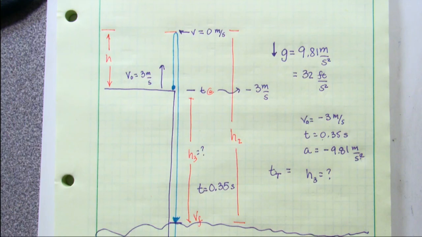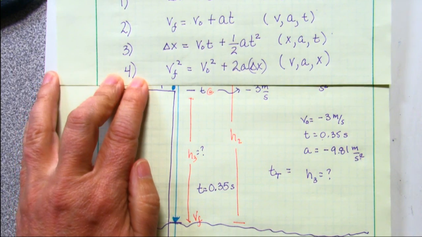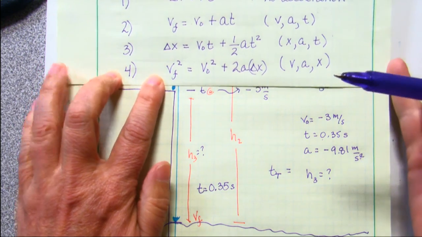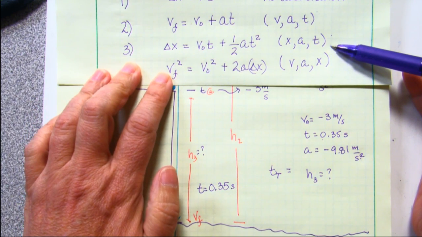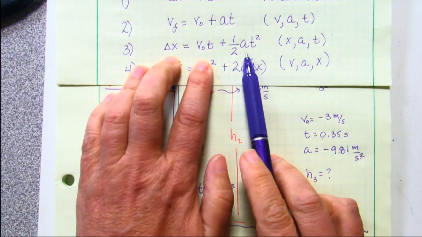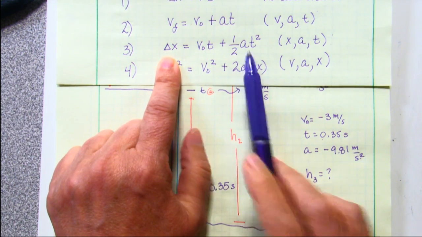So on my little 3x5 card that I'm going to keep next to me while I'm working on my homework problems, I'm probably going to put this on there. Okay, probably going to put that on there. And I'm going to look at the information I have. This time, equation 3 is probably what I'm going to use, because I want to know the height, and I have my initial velocity, my time, and my acceleration. What I don't have is the height of the building. So we're going to do that.